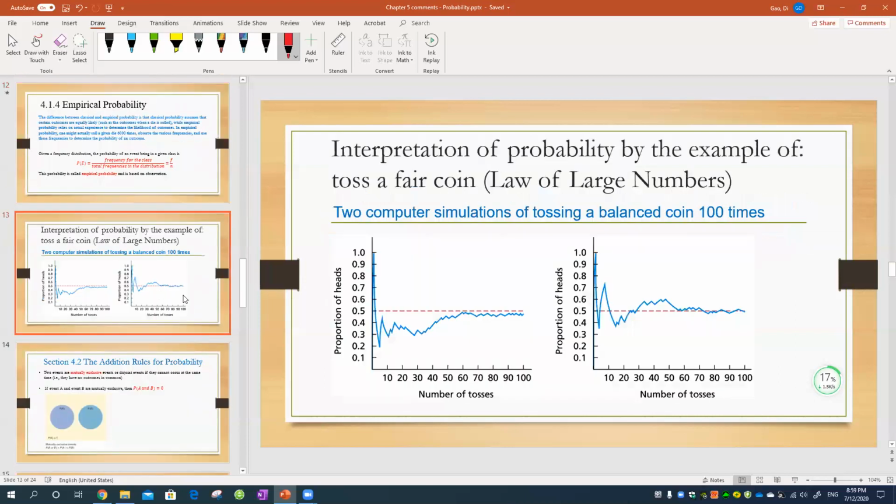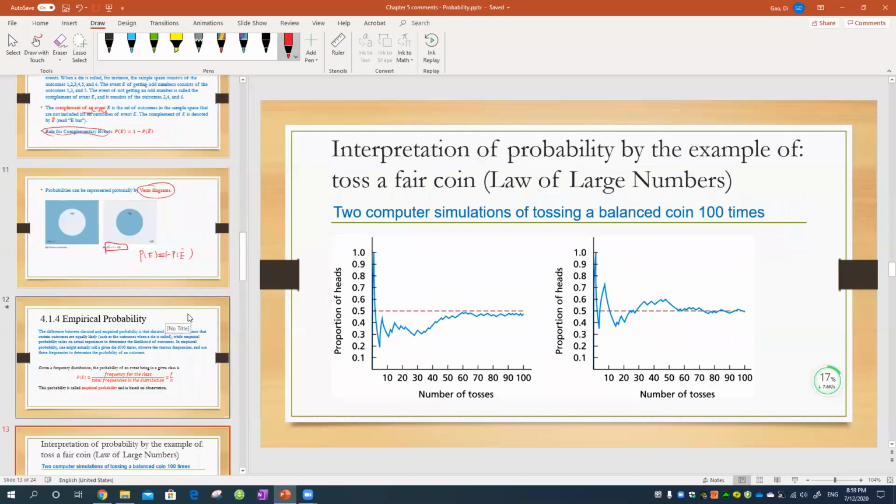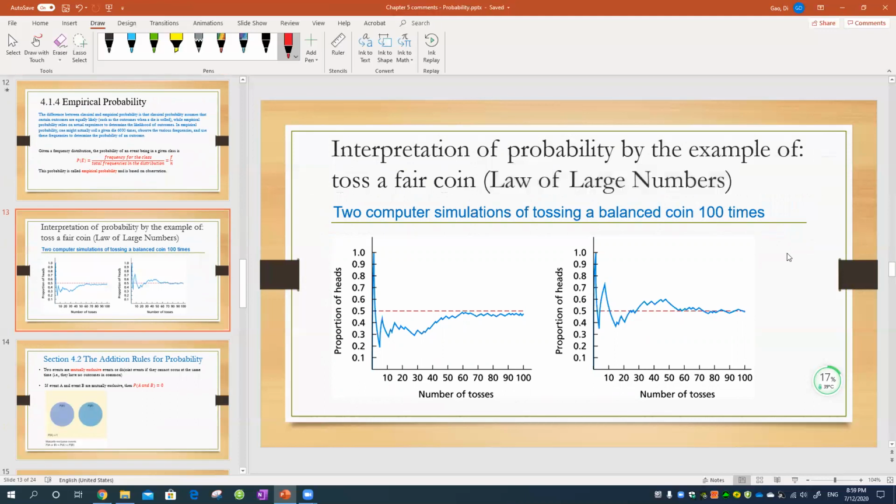Now let's look at an interpretation of probability with an example: toss a fair coin. This is also known as the law of large numbers. Using computer simulations, we can actually do an experiment, just toss a fair coin, and look at the proportion of heads we got from all the tosses.